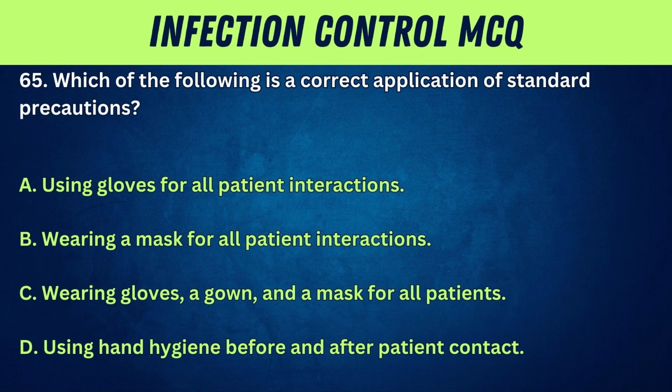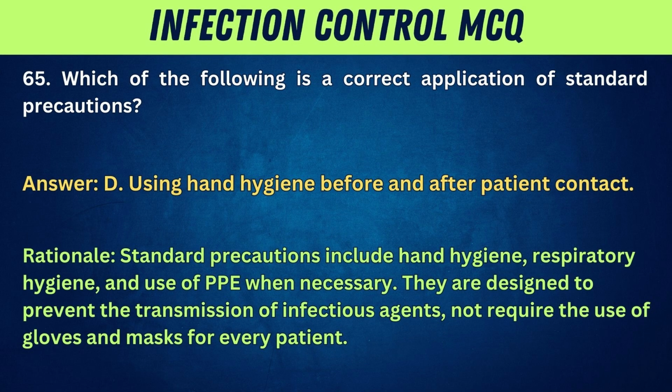65. Which of the following is a correct application of standard precautions? A. Using gloves for all patient interactions. B. Wearing a mask for all patient interactions. C. Wearing gloves, a gown, and a mask for all patients. D. Using hand hygiene before and after patient contact. Answer: D. Using hand hygiene before and after patient contact.